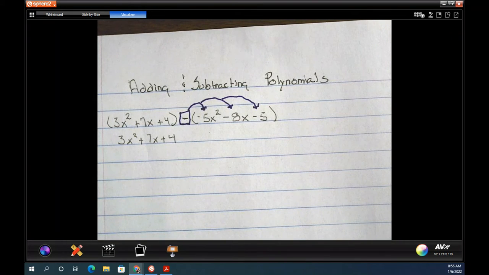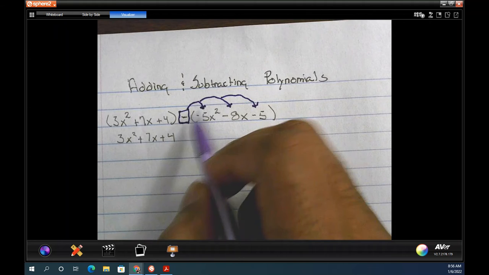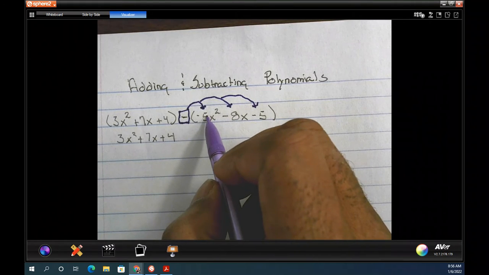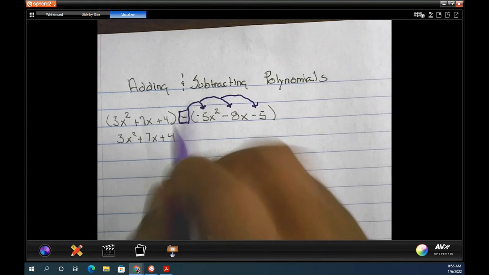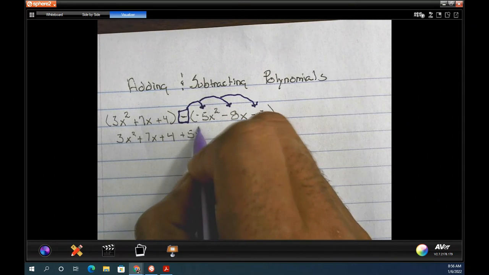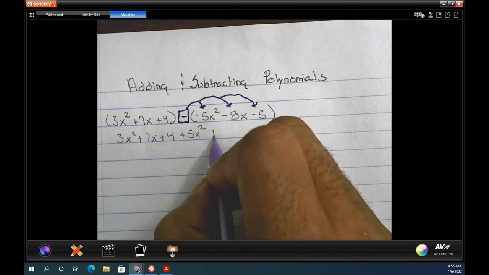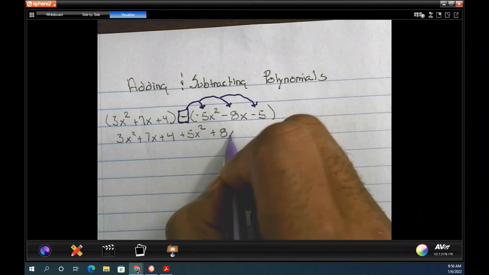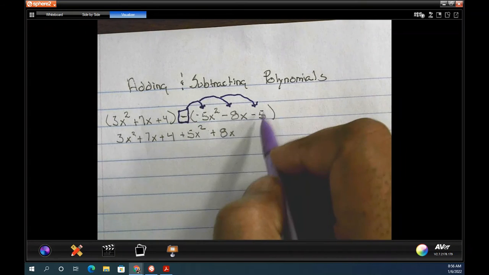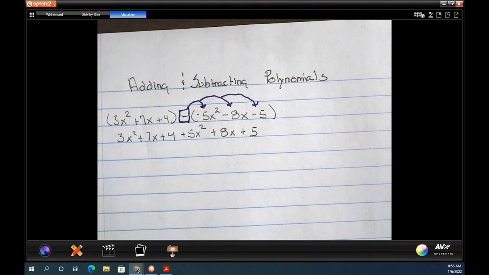Now, and yes, you have to do this on paper. All you're doing here is distributing this negative. A negative times a negative is a positive. So that becomes plus 5x squared. Negative times negative 8x makes that plus 8x. A negative times negative 5 makes that plus 5. That's very important when you subtract.